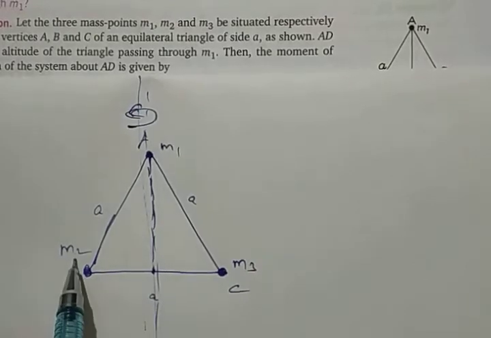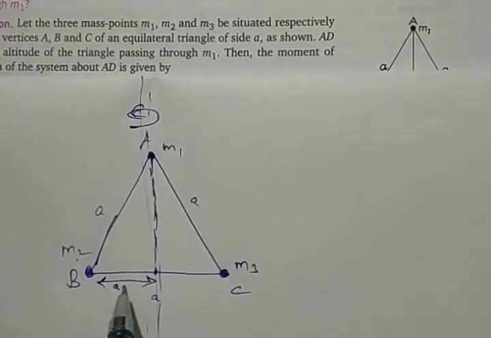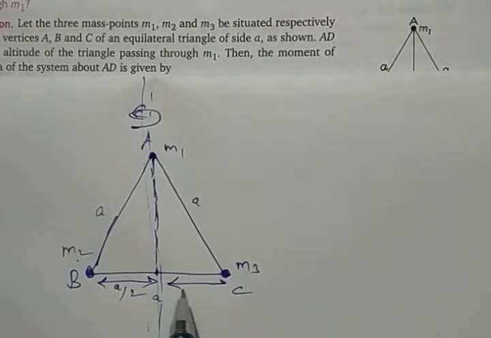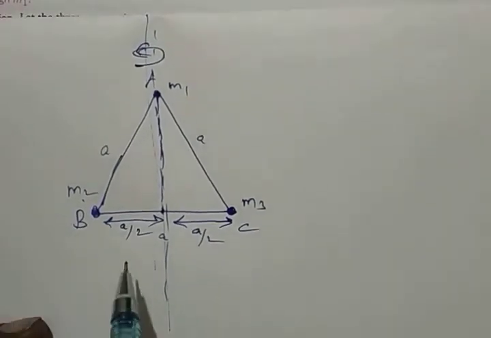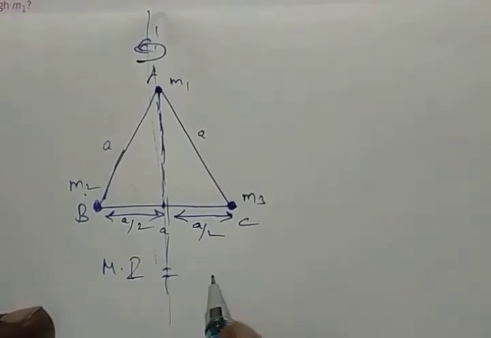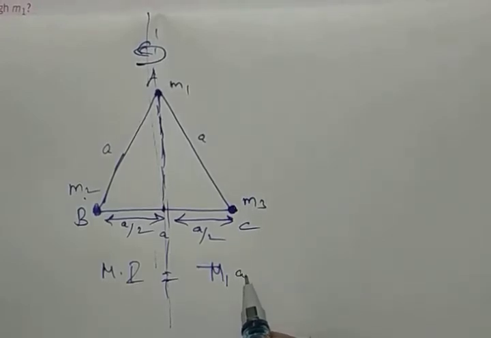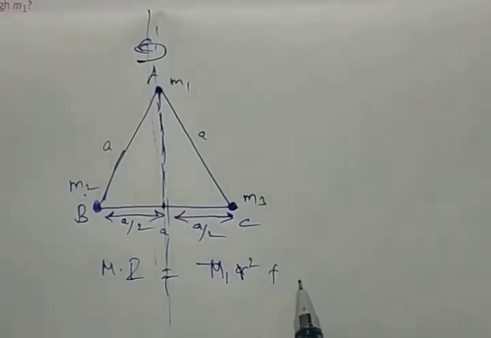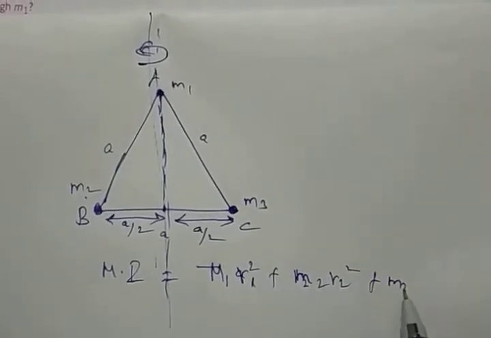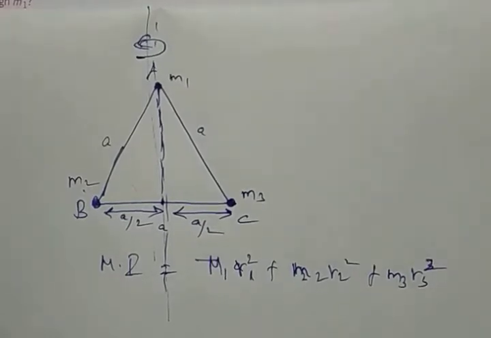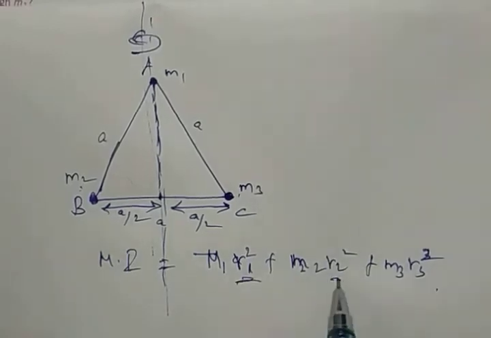So at this point of time, M2 is going along this one with a distance of A by 2. M3 is also going along with this distance of A by 2 from the axis. So what is the moment of inertia now? MI is going to be equal to M1 R1 square plus M2 R2 square plus M3 R3 square. This is the value. Now what is this R1? What is this R2? What is this R3?